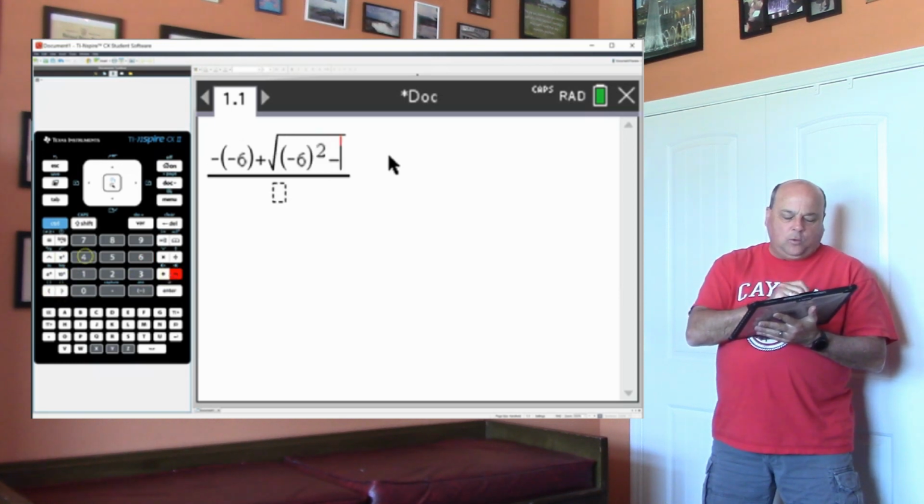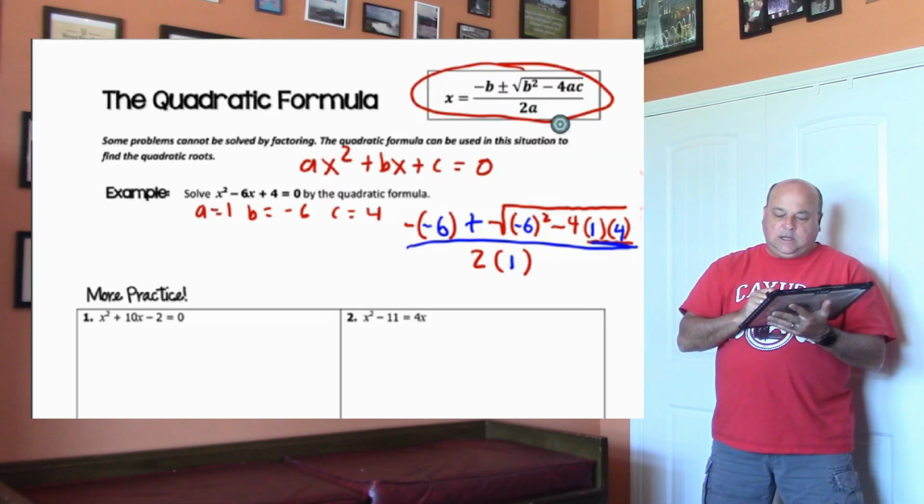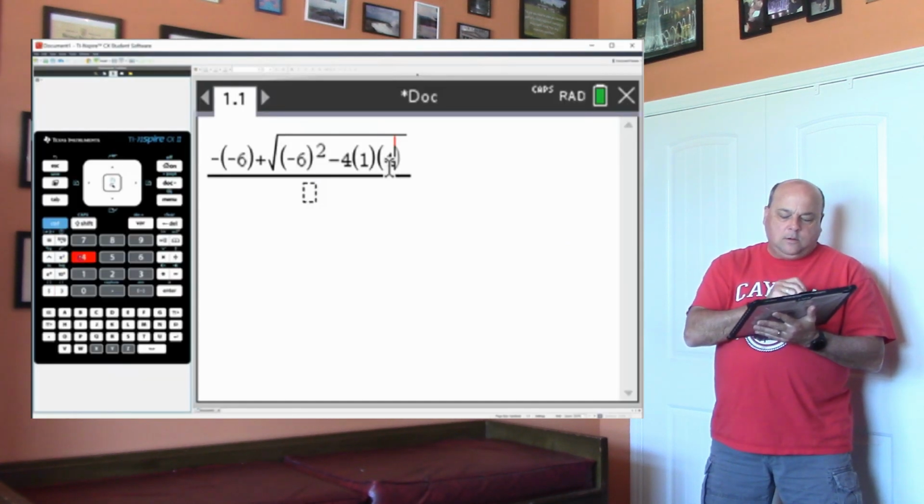Minus 4, and then a parentheses. The A is 1, close the parentheses, another parentheses. The C is 4. So put a 4, and then close the parentheses.